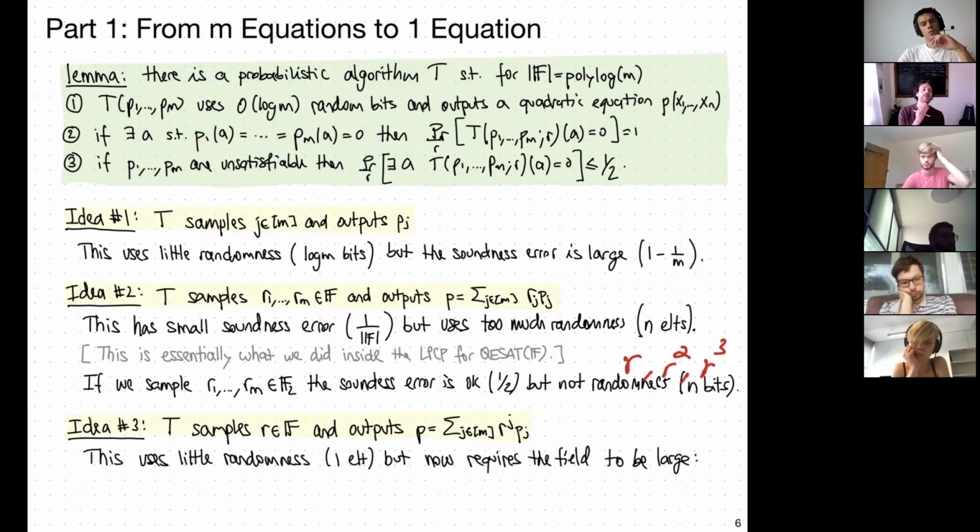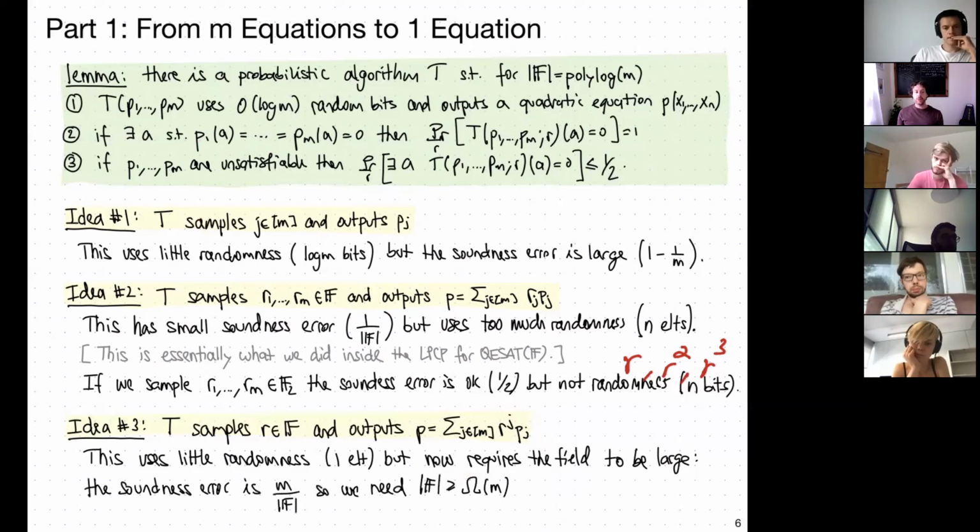What we'll do next is look at this idea of using pseudo-randomness. This idea would use very little randomness, because it's exactly as much as we had in idea number 1. We just choose a single random element. But the problem is that we would require the field size to be really large, because the soundness that we're getting in such a situation would be m, the number of equations, over f.